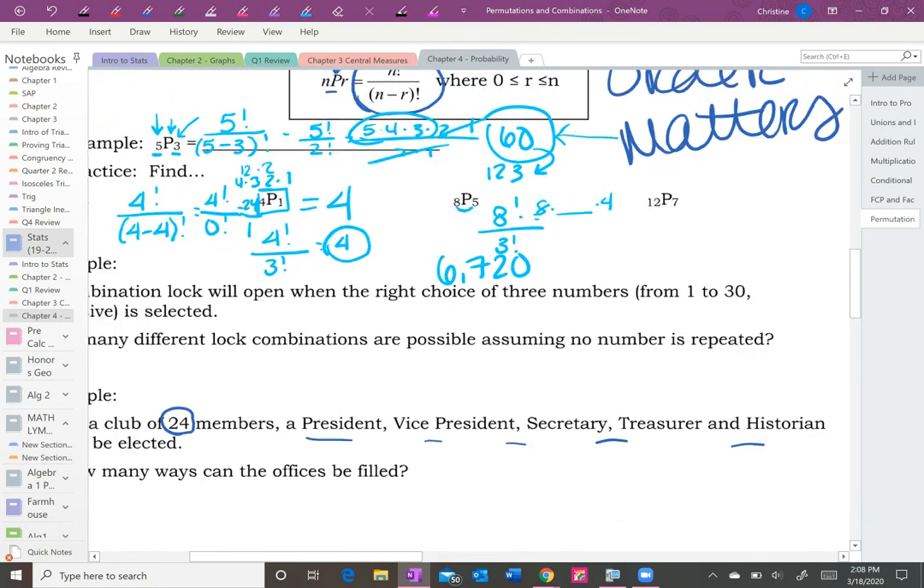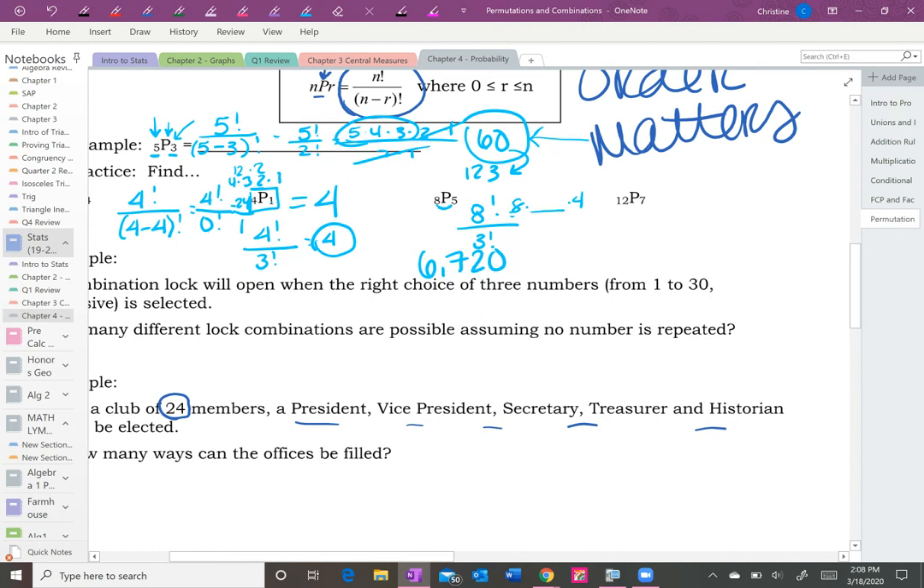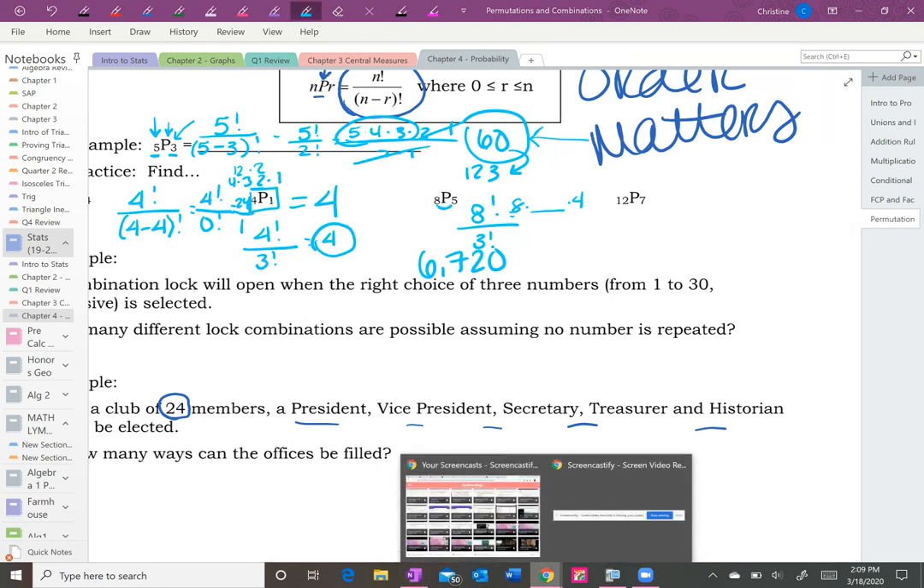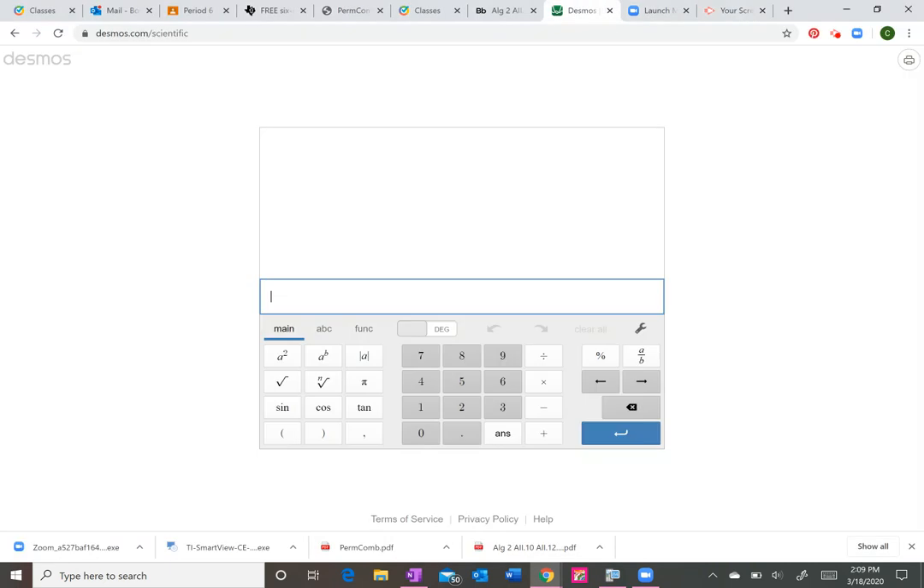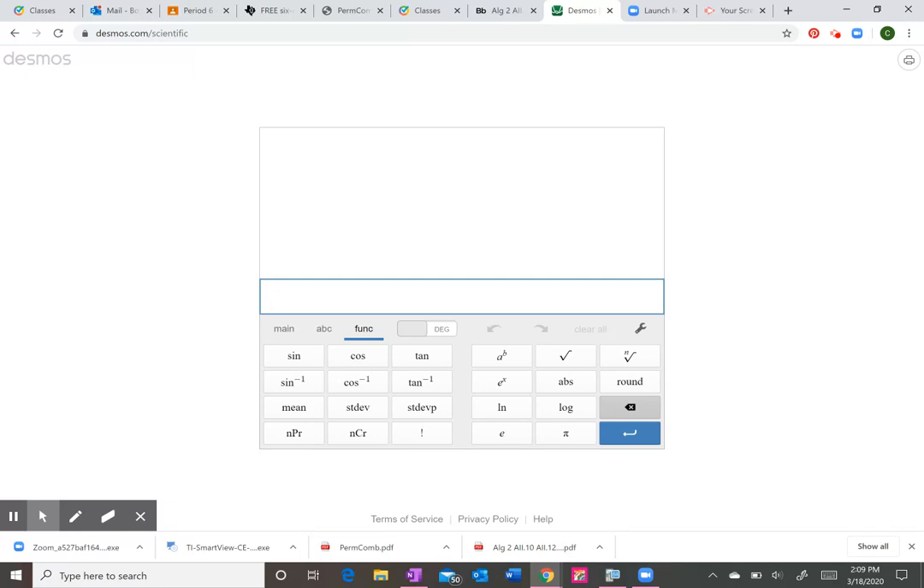If you do not have a TI-84 or whatever at home, you can use another website. I'm going to put it up on the Google Classroom. It's called Desmos. It's essentially the same thing, only you're going to put it in parentheses. So here it is. This is what it's going to look like. You're going to do function, and you'll see down here it says nPr. So you would click this.